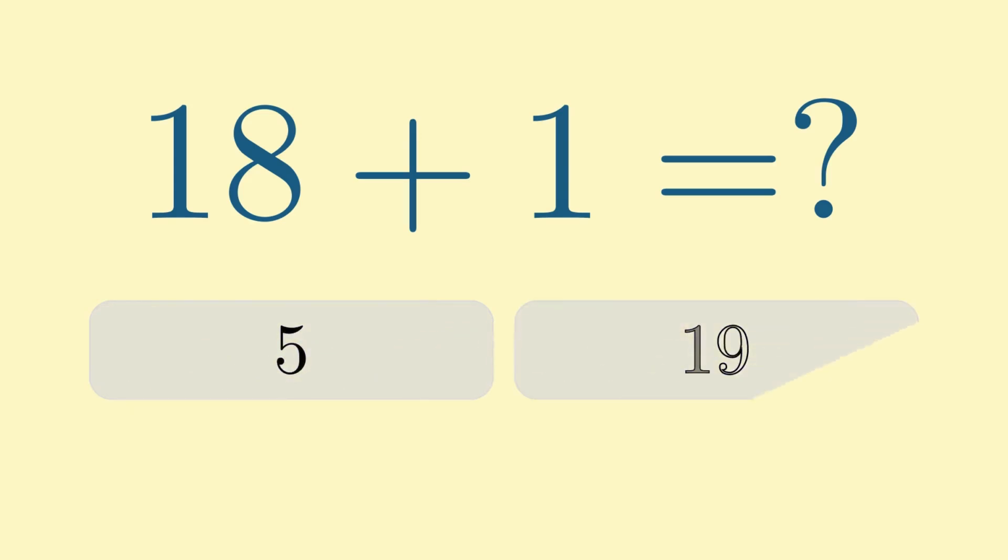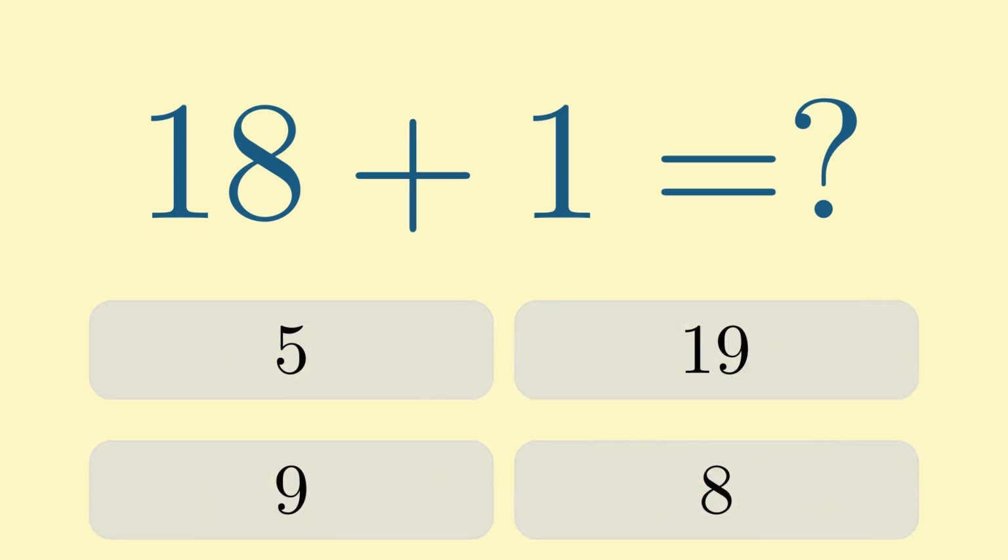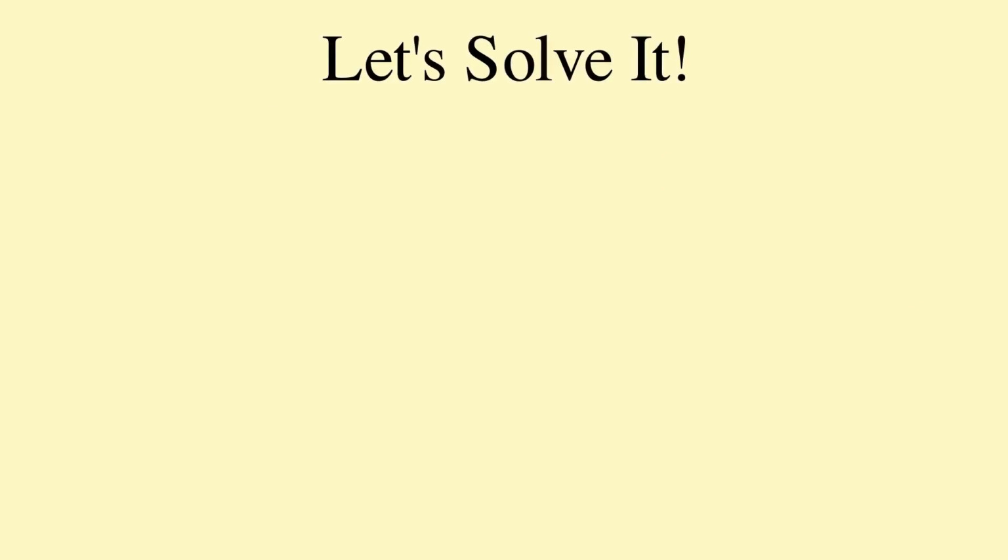Take a look at the 4 answer choices below. You have 5 seconds to choose the correct answer. 5, 4, 3, 2, 1. Time's up. The correct answer is 19. Now, let's see how we got this answer. When adding 18 and 1, we align them in column format. 18 plus 1 equals 19.